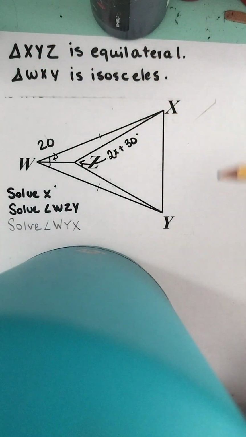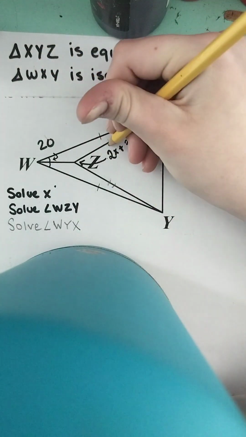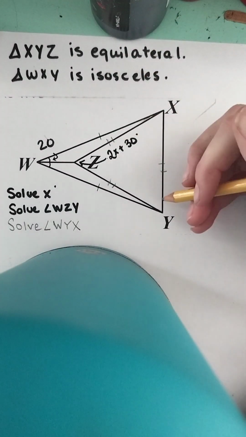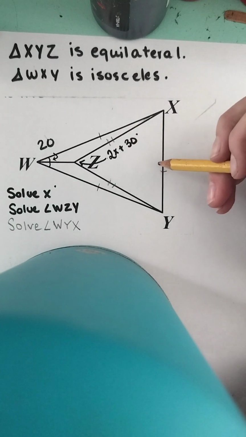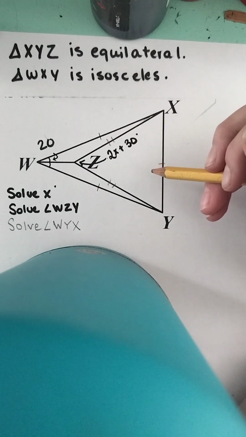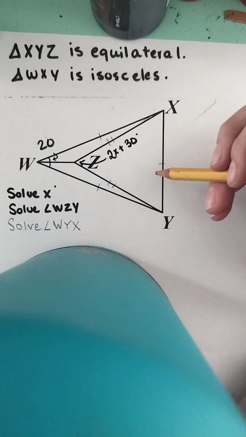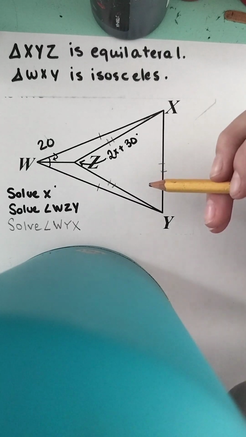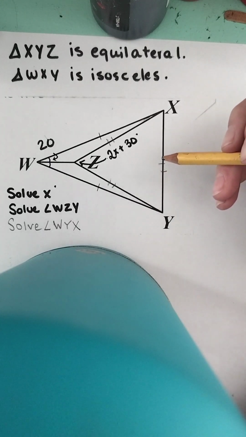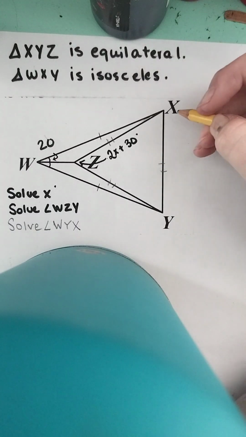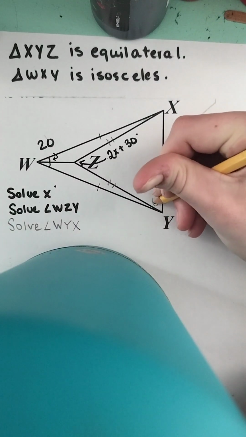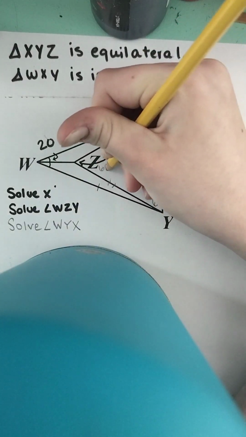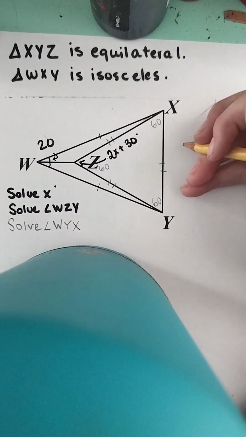XYZ is an equilateral triangle. And an equilateral triangle means each side is equal, and it also means that each of the angles is equal in this triangle. And we know that the measure of the whole triangle is 180 because of the triangle angle sum theorem that states that the sum of the measures of angles of a triangle equal 180. So because of that, we know each angle is 60. 180 divided by 3 is 60.